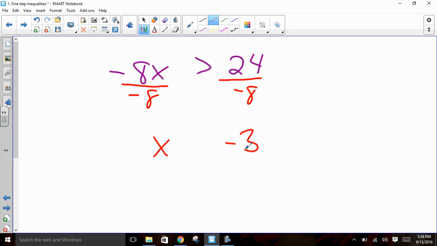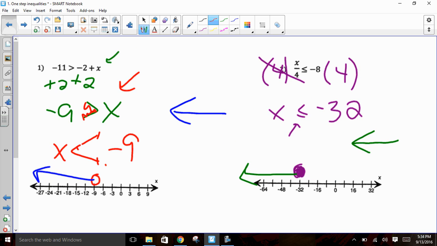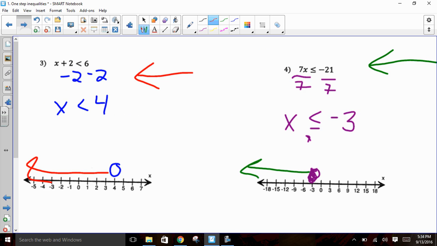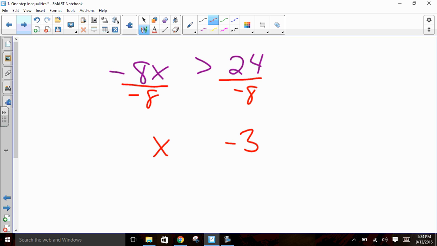But I want to draw our attention back to something in the very first slide. So bear with me for a second. We go all the way back. If you multiply or divide by a negative number, you're going to flip the inequality sign. So when I do that division, because I divided by negative 8, my sign will no longer be given the x the bigger side. It's going to flip to the smaller side.